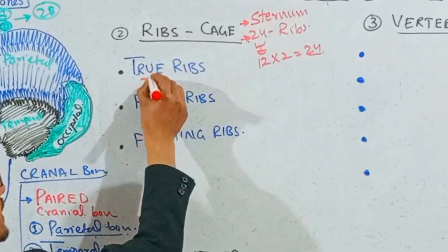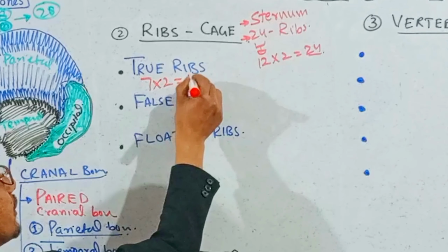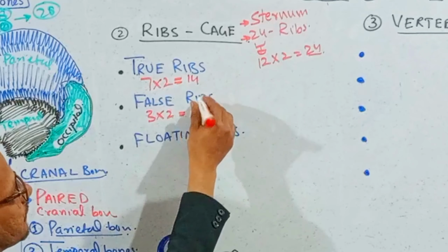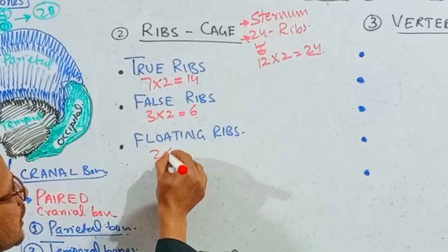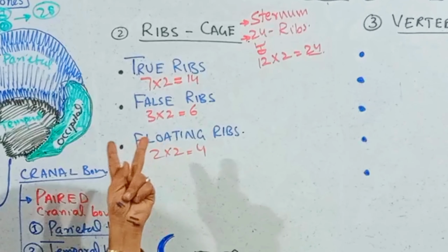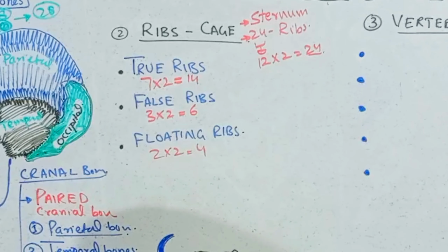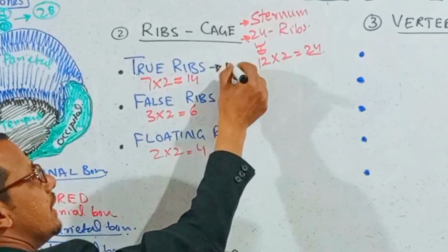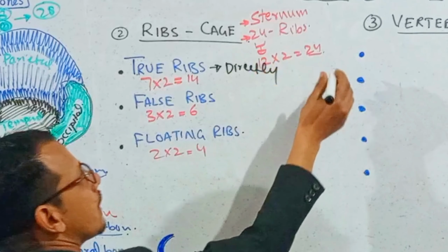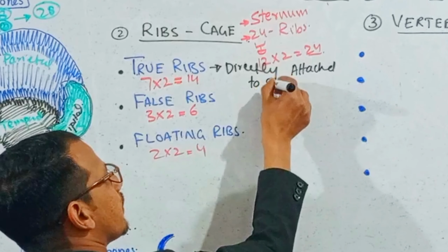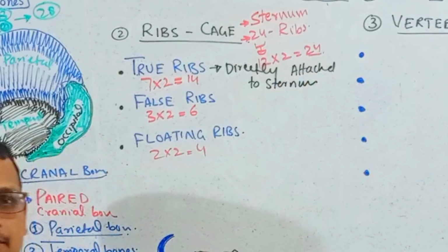For example, these are 7 on right and 7 on left, so 14 are true ribs. Then the next 3 are false ribs, and the next 2 are floating ribs, right? Why are they called true ribs, false ribs, and floating ribs? Because the true ribs are directly attached to the sternum, so they are called the true ribs.